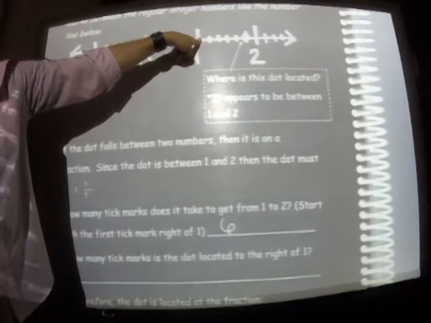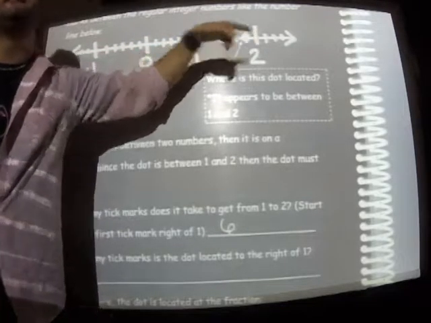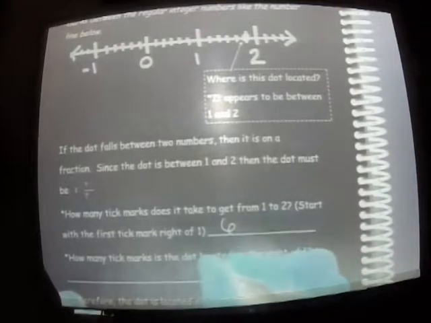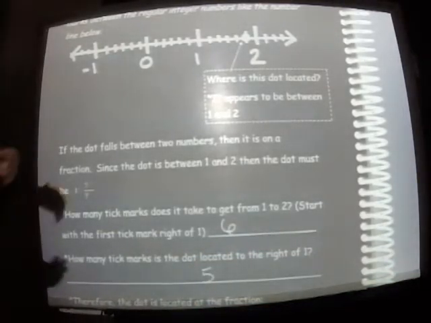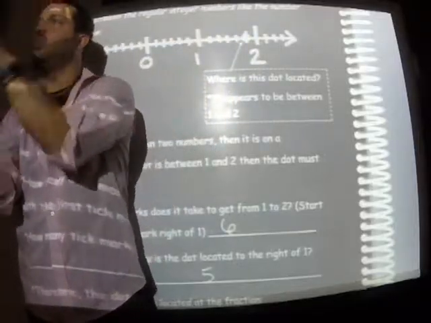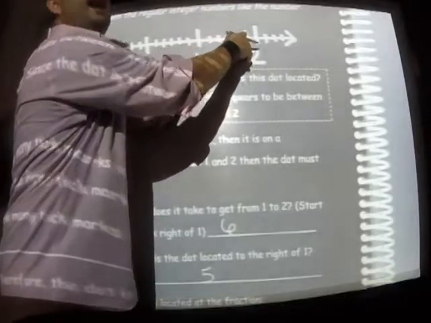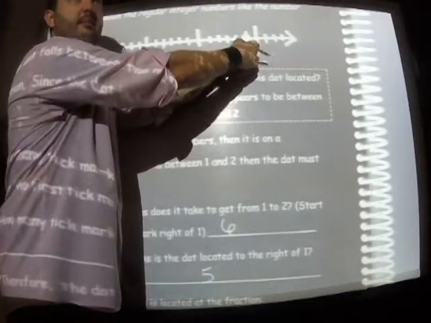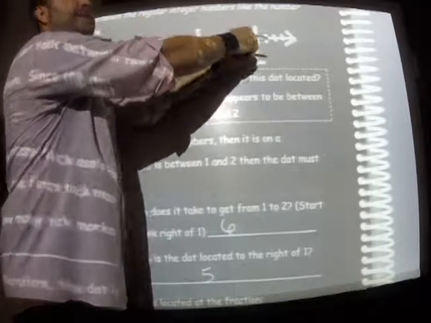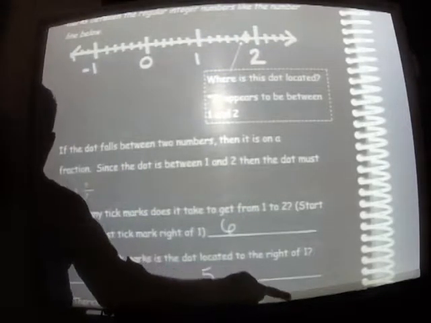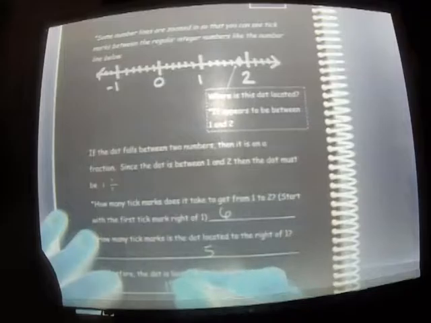It takes 6 to get to 2. And then the question is, how many does it take to get from 1 to the dot? 1, 2, 3, 4, 5. So remember, when your dot is between 1 and 2, it's going to be 1 and something over something. You put the amount to get to the dot on top and the amount to get to the 2 on bottom. So it's 1 and 5/6. The tick marks to the dot is on top, and the tick marks all the way to the 2 is on bottom. So therefore, it is 1 and 5/6, just like that.